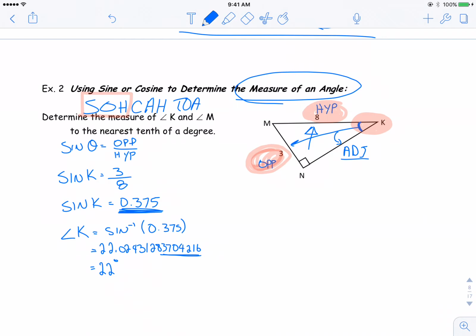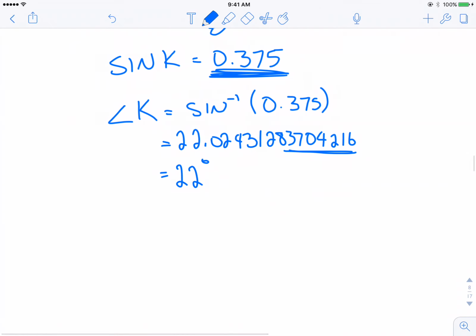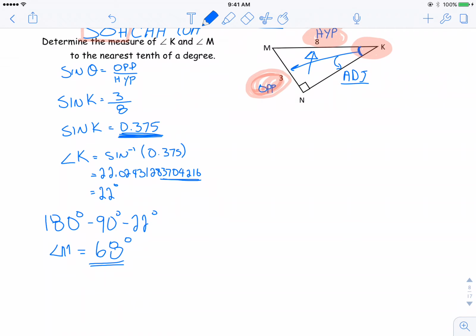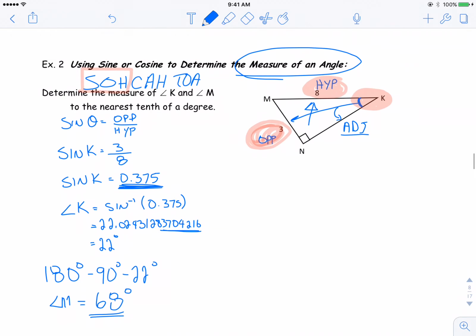Now, once you're proficient with this idea of using sine, cosine, and tangent, if I needed to find angle M right now, I could simply say, well, I know that in every triangle there's 180 degrees. If I take away the 90-degree angle that's already there, and I take away the 22-degree angle that I just calculated, I should be able to say that angle M is equal to 68 degrees.